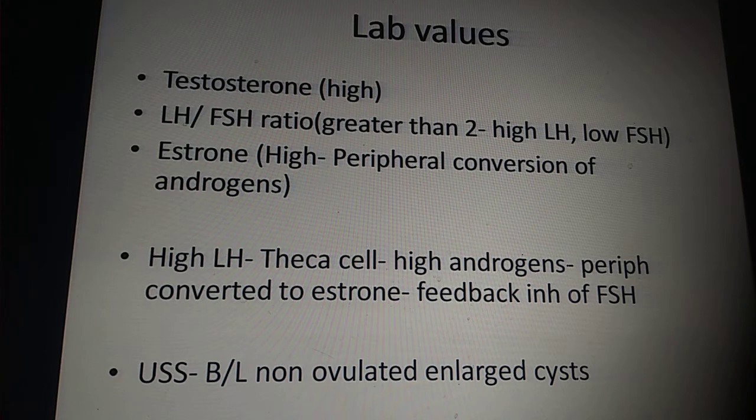And ultrasound wise, you will have bilateral non-ovulated enlarged cysts. But generally you won't be sending all these hormones because this hormone panel turns out to be quite expensive, right? So it is generally a clinical diagnosis based on the ultrasound, and you might be sending thyroid TSH levels. If you've got anovulation and ultrasound features, you don't really send for all these hormone levels.